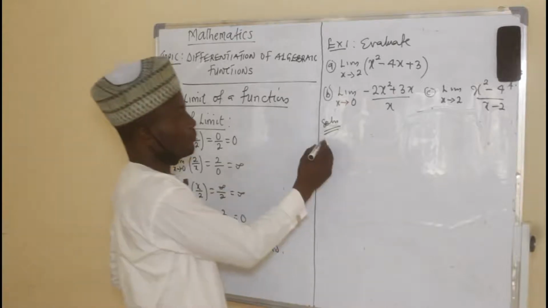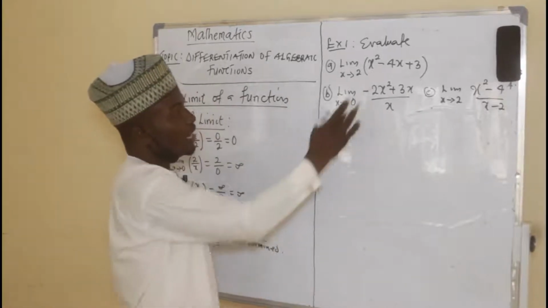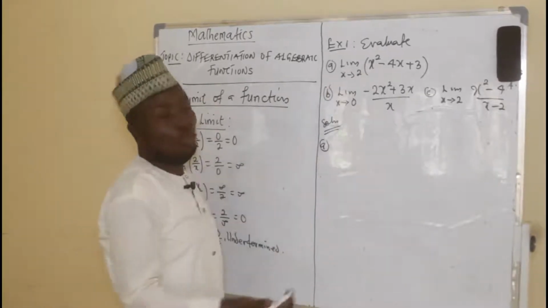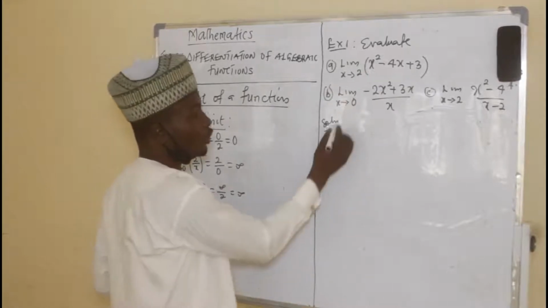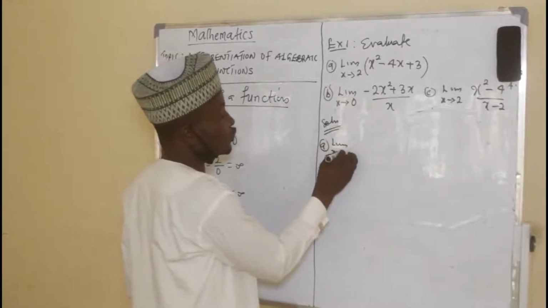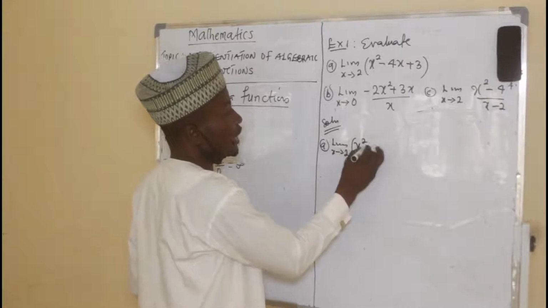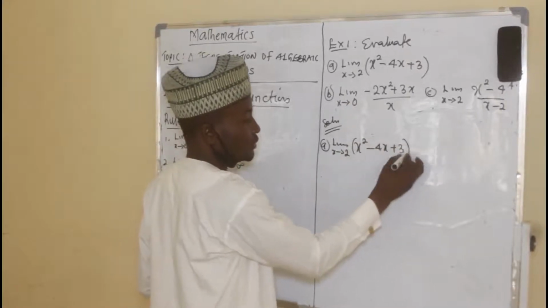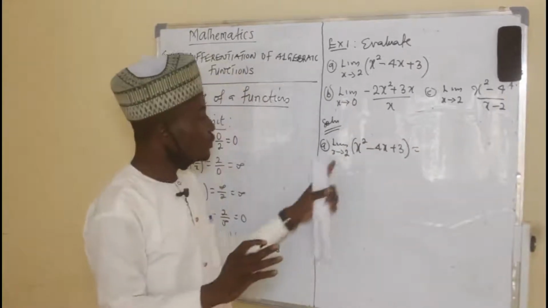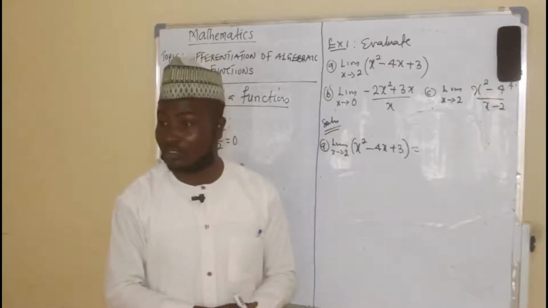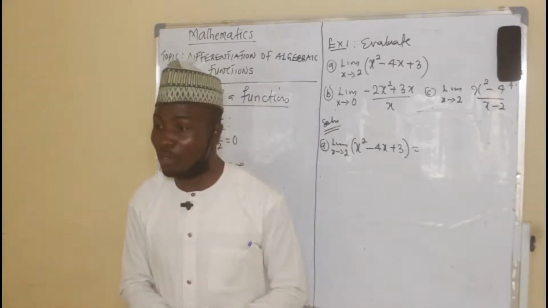So, example A. We are asked to substitute the limit of x tends to 2 of x squared minus 4x plus 3. It is simple as that. Anywhere you see x, you put 2.